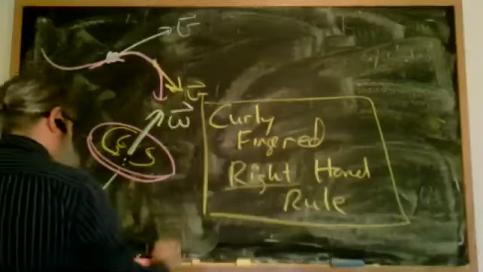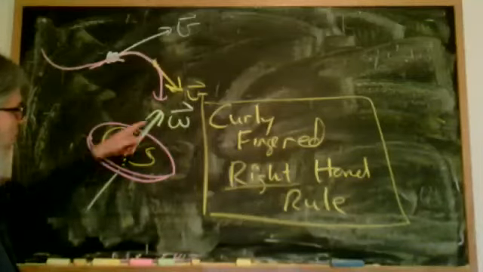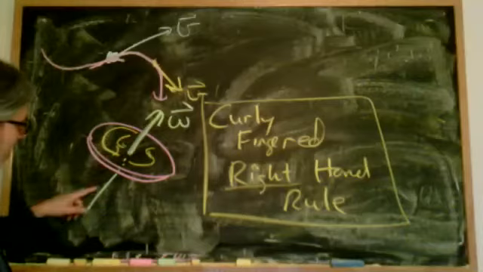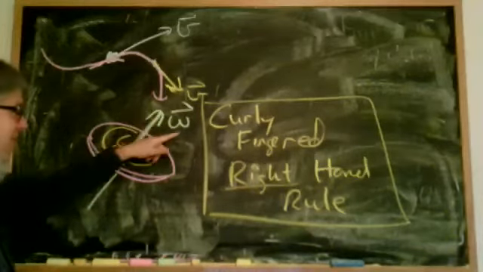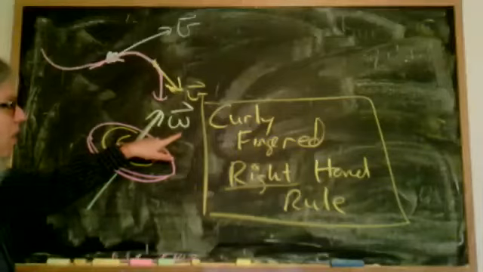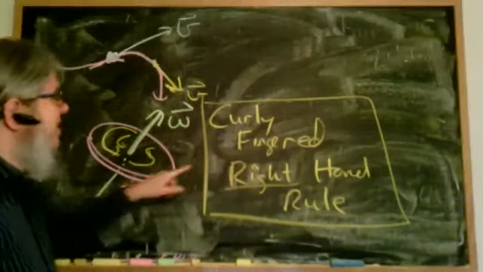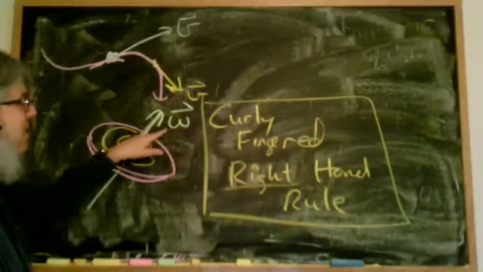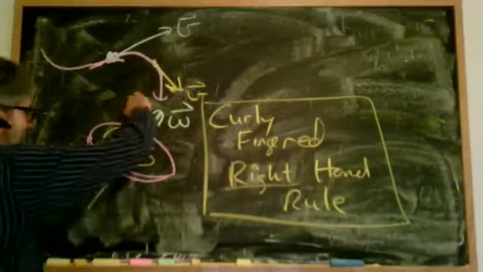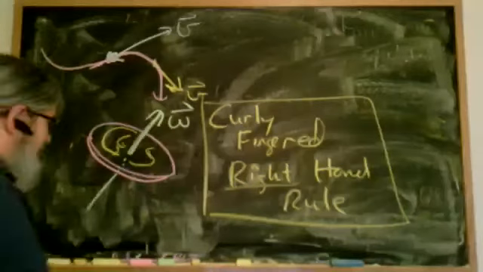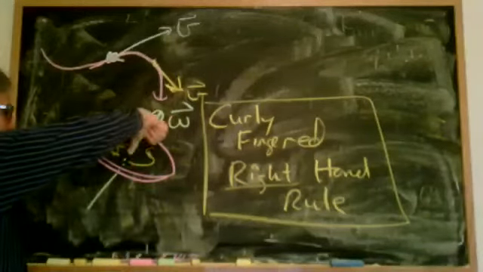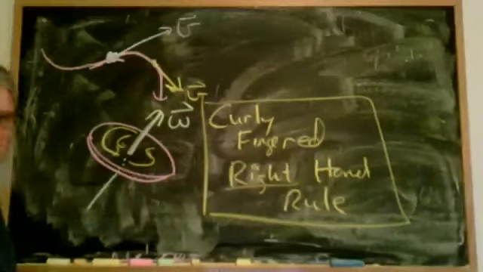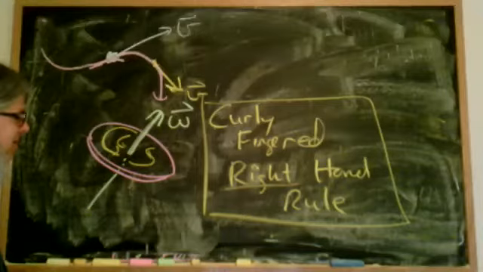That's omega. Now remember, we already defined the line that's perpendicular to the rotation as the orientation of the vector. What the curly-fingered right-hand rule does is break the ambiguity between going this way versus going that way. If the disk were spinning in the opposite direction, I'd use my curly fingers this way, and it would point downward. So this gives you an orientation of omega.